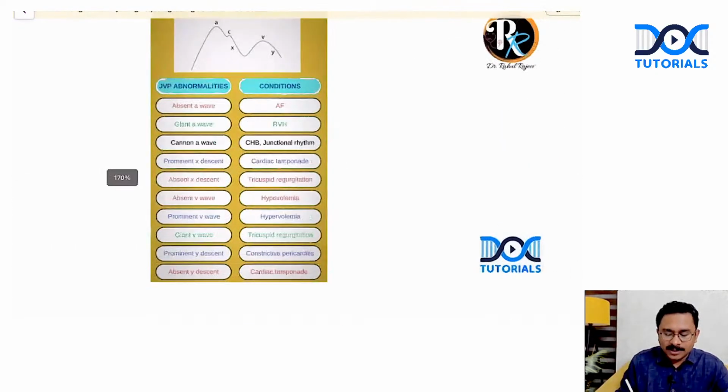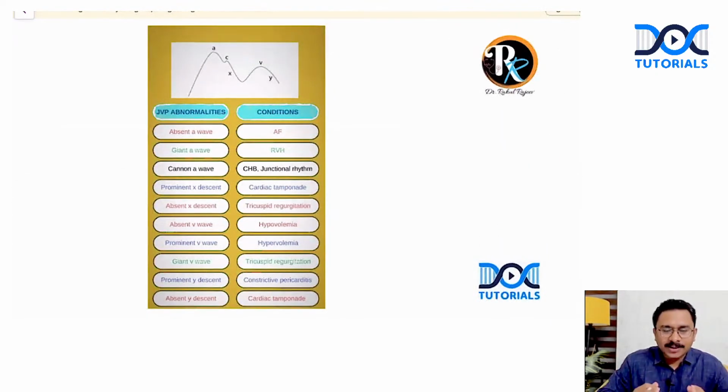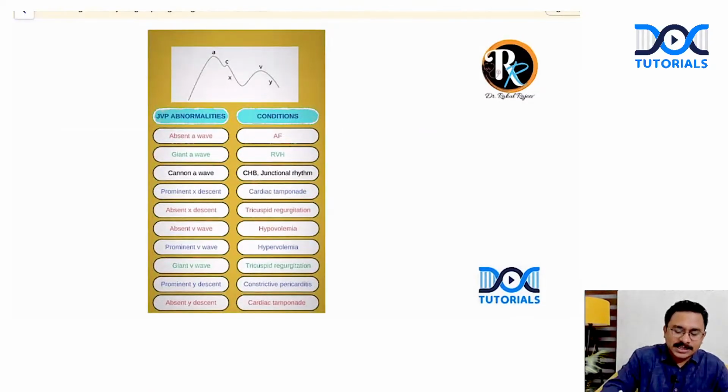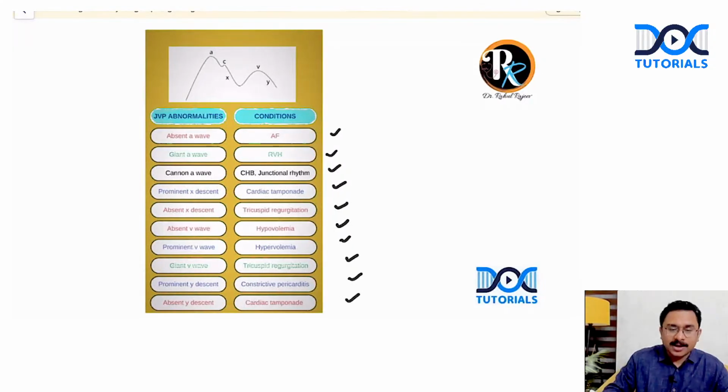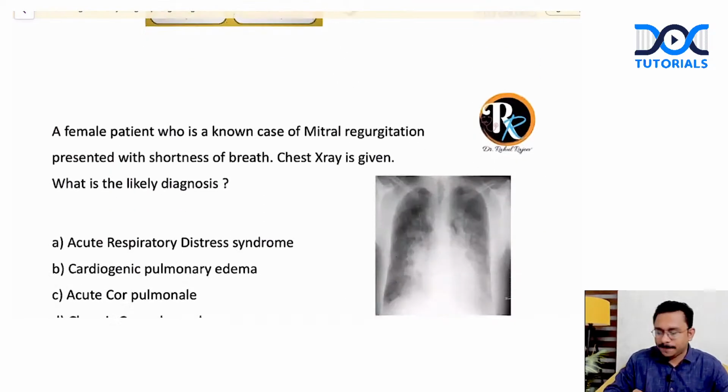I also want you to be thorough with this particular table that I've already shown in my lectures on the various JVP abnormalities and associated conditions. Absent A wave: atrial fibrillation. Giant A wave: right ventricular hypertrophy. Cannon A wave: complete heart block and junctional rhythm. Prominent X descent: cardiac tamponade. Absent X descent: tricuspid regurgitation. Absent V wave: hypovolemia. Prominent V wave: hypervolemia. Giant V wave: tricuspid regurgitation. Prominent Y descent: constrictive pericarditis. Absent Y descent: cardiac tamponade. Important points that you should be knowing, right?